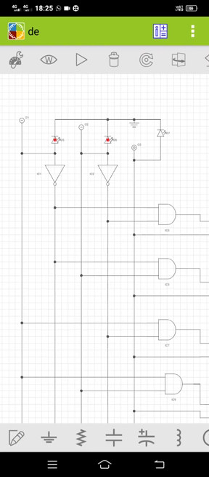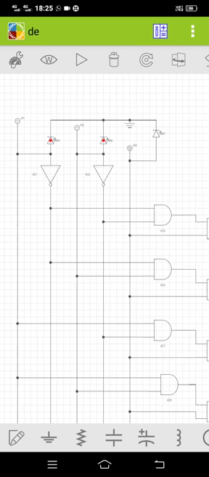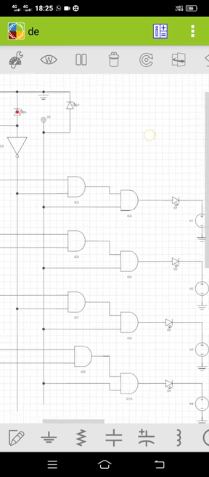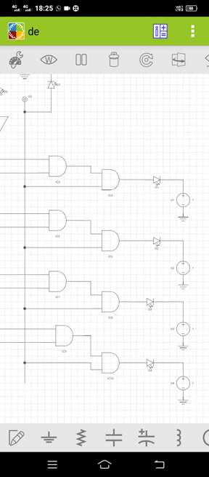In the seventh case, both the select lines should be 1 and the input should be kept at 0. For this, in the output, no LEDs glow. Here, I kept two select lines as 1 and in the input I gave 0. Let us run it. For this, no LEDs are glowing. Hence, it is also verified.